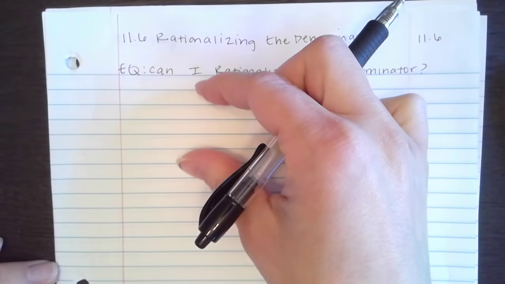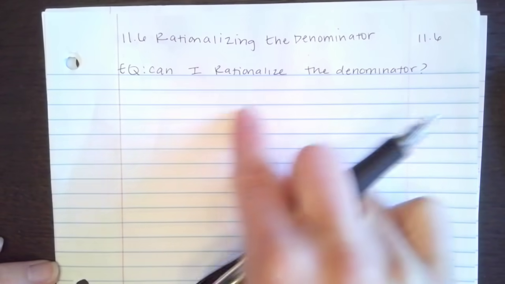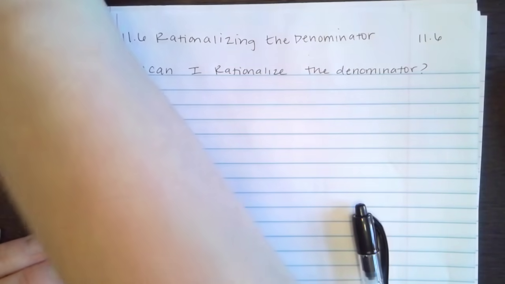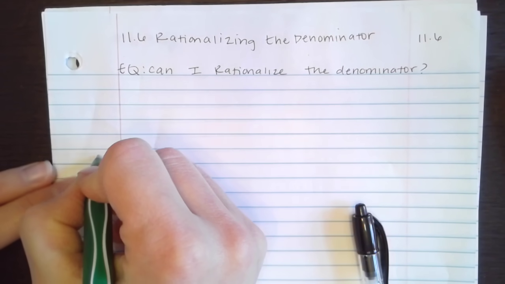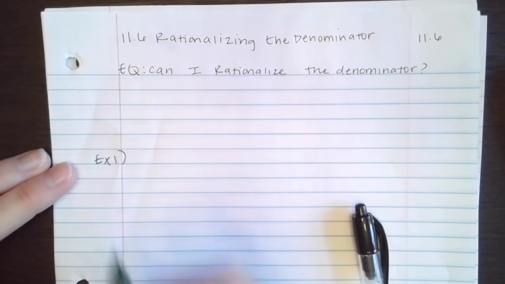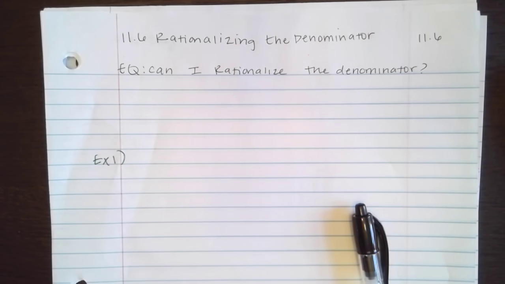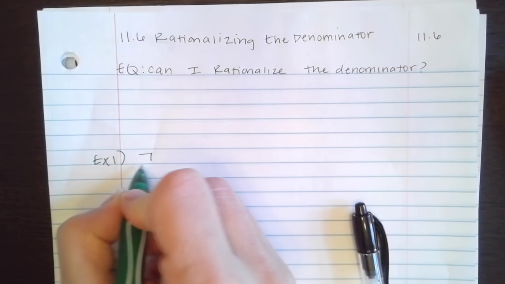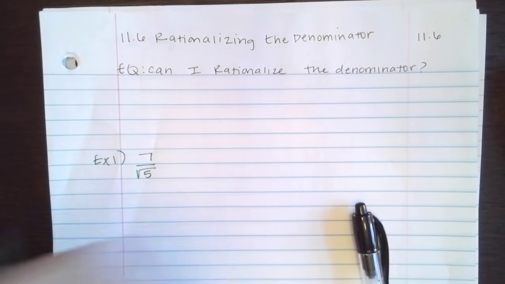So leave some space up here because we're going to come back. We're going to leave some little reminders to ourselves up here. But we're going to start with an example. Give yourself 4 or 5 spaces and then get ready with example 1, because I think it's sometimes easier for us to start with the example and see what problems we'll run into. So here is our first example: 7 divided by the square root of 5.